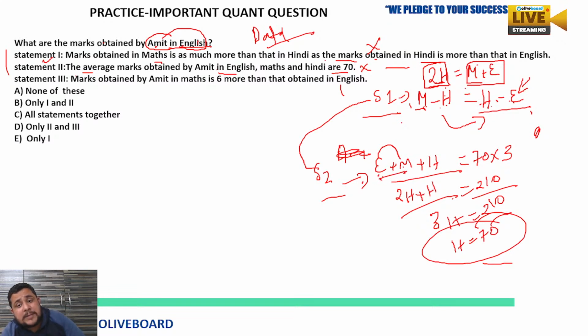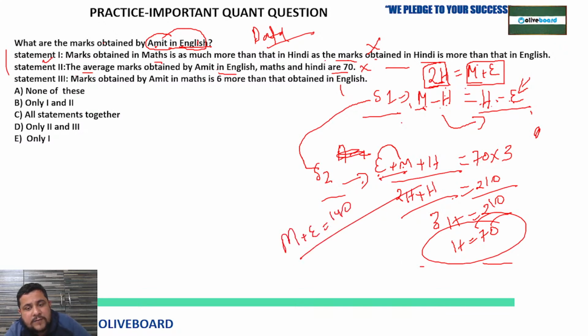Because, see, E plus M is equal to 2H, that we know. So the sum of maths and English, that we know, is equal to 140 by the help of first and second. But how much in English can we determine? No. So still we need the third one. So we'll go for the third one. Actually, we are unable to determine the marks in English. If they had asked you marks in Hindi, yes, that we can find out. So for that, statements one and two are enough to answer.